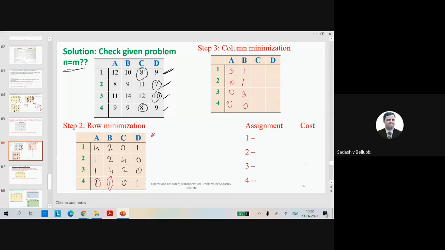Okay, what about the third column? Third column, so 0 is the minimum number. If there is a 0, then no need to calculate, just write it as it is. And if you come to the fourth column, there are 2 zeros, so again it will not get changed. Here the minimum number is 0, and you need not mark these numbers.